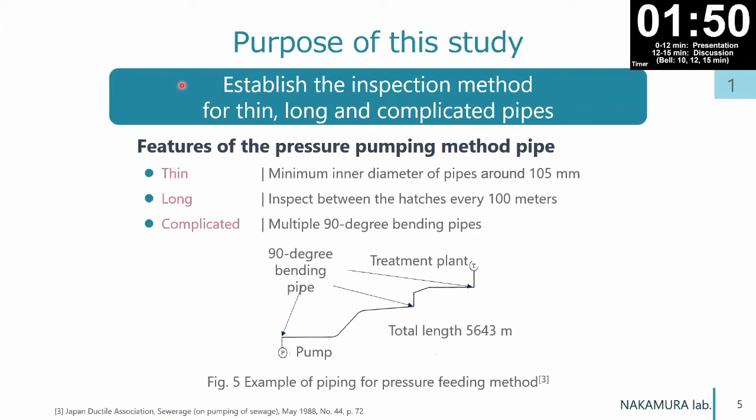Therefore, in this study, we established an inspection method for thin, long, and complicated pipes. The sewer pipes that are difficult to inspect with existing devices are the pressure pumping method pipes. Its features are thin, long, and complicated. So especially we focused on the pressure pumping method pipe.